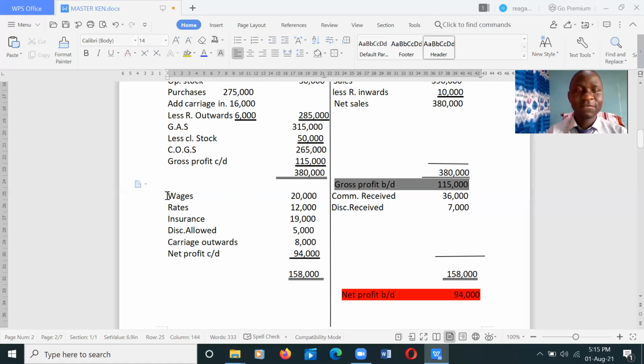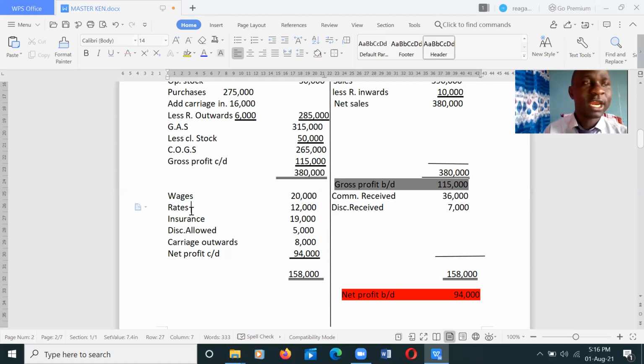Okay, now looking at the left hand side, we shall deal with wages. The left hand side will have the expenses. So for expenses, we begin with wages, and then on the right hand side we shall deal with revenues. It's important to note that the gross profit we got is part of revenue, so anything that we get as revenue appearing on the trial balance will also be added to the gross profit. Gross profit is revenue. So on this side, from the trial balance, we had wages as an expense, and then rates as an expense.